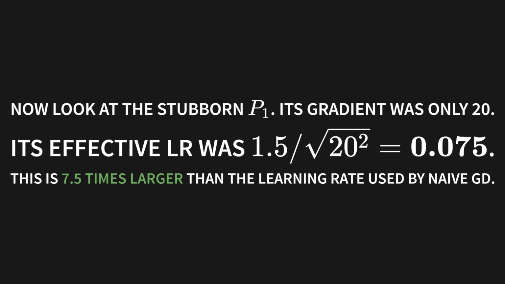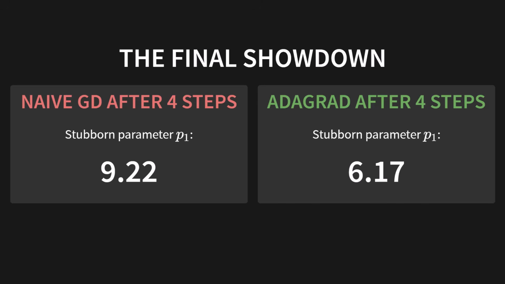Time for the final showdown. After 4 steps, naive gradient descent got the stubborn parameter p1 down to 9.22. Adagrad, in the same number of steps, got it down to 6.17. It is converging dramatically faster.